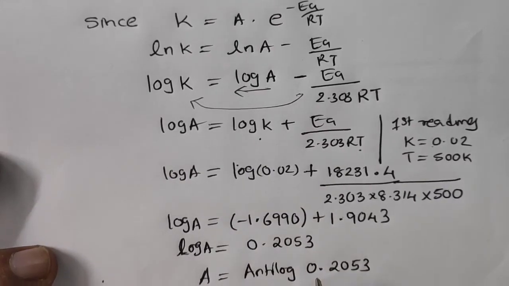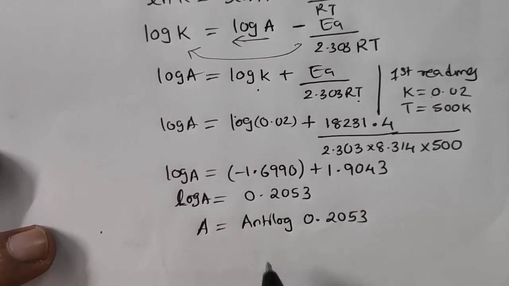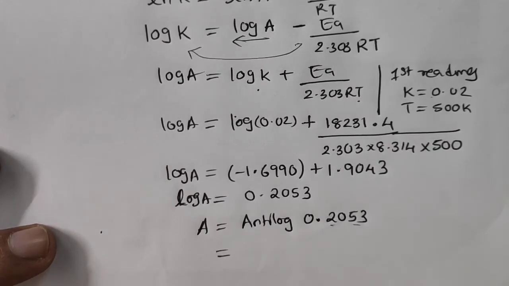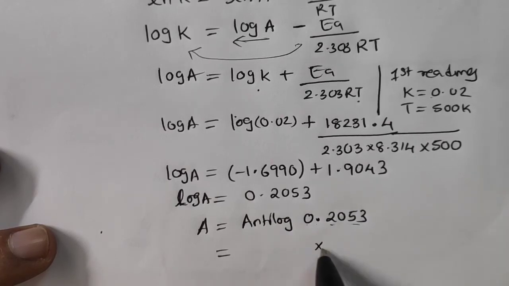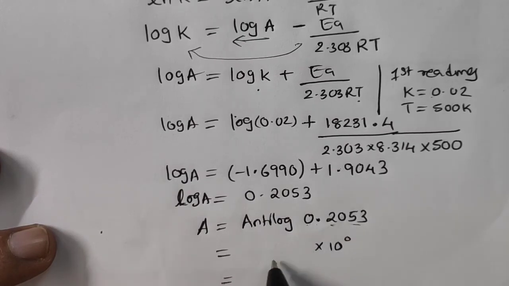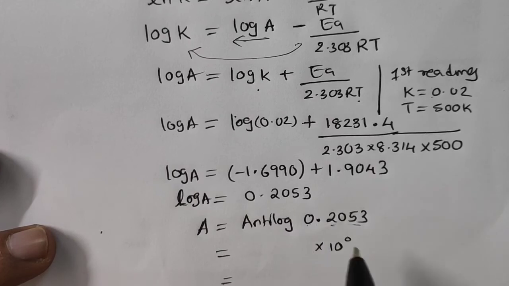Now to find the anti-log, one simple technique is through the anti-log table, for which we use the digits after the decimal. The digit before the decimal goes to the power of 10. So if 0 is there, 10 raised to 0 is 1 only. Understood? Now I'll go through this anti-log table. We are going to find 0.20, 5 and 3.